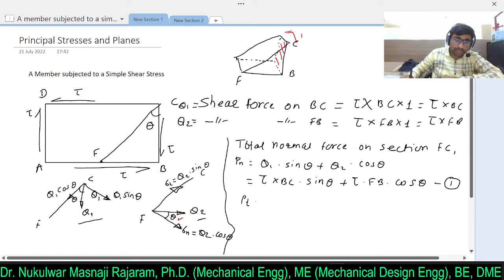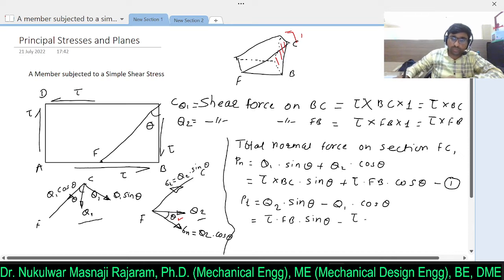Similarly, total tangential force on section B, that is denoted by PT. Due to this Q1, it is in downward direction, and due to Q2, it is in upward direction. So I can write Q2 into sin theta minus Q1 into cos of theta. Again I will put Q2 value, so Q2 value is tau into FB. So tau into FB into sin theta minus tau into BC into cos of theta. So this is equation number 2.